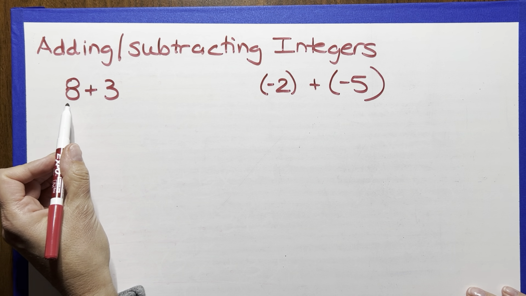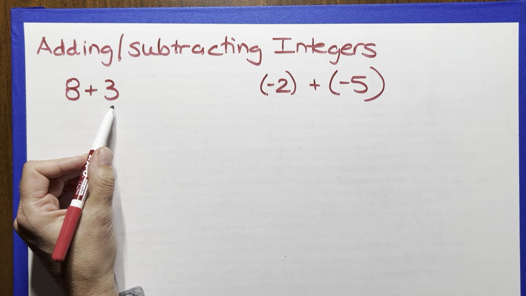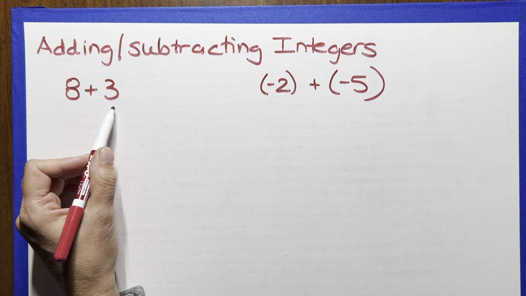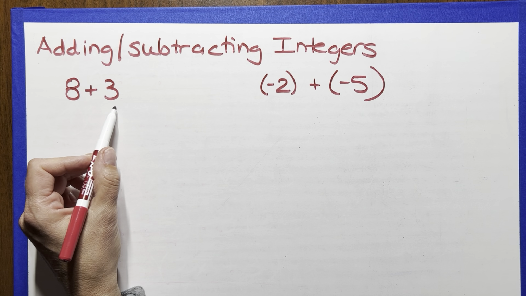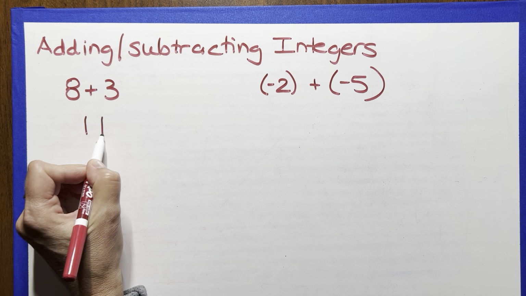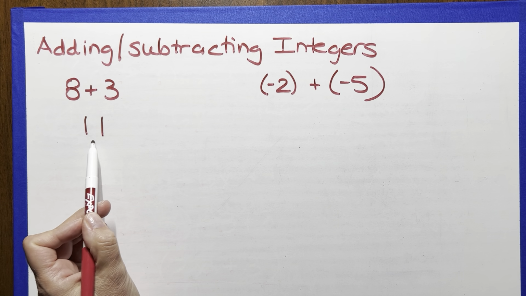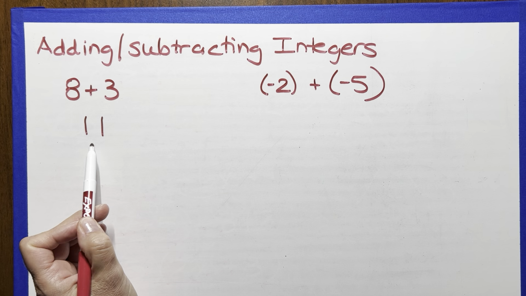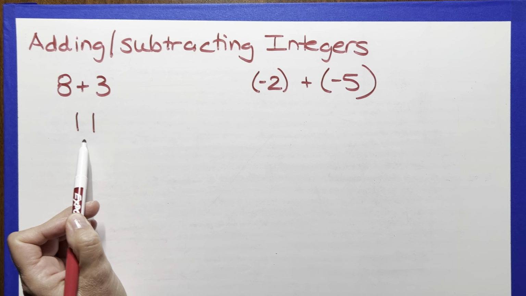So the first problem, 8 plus 3, that's something that you've likely done since elementary school. We have two positive numbers that we're adding together. So we either have memorized our addition facts or you can use a number line, but two positives added together equals just a larger positive, which in this case is 11.